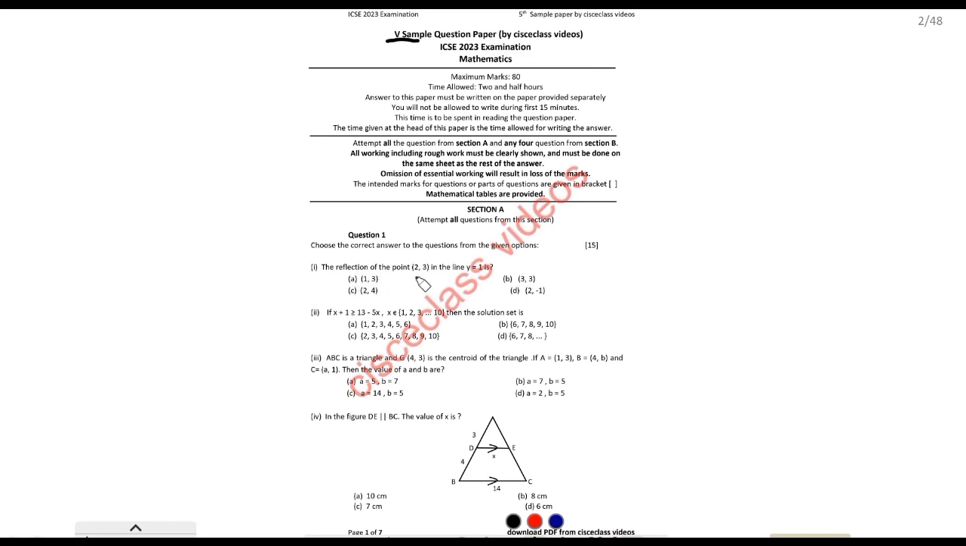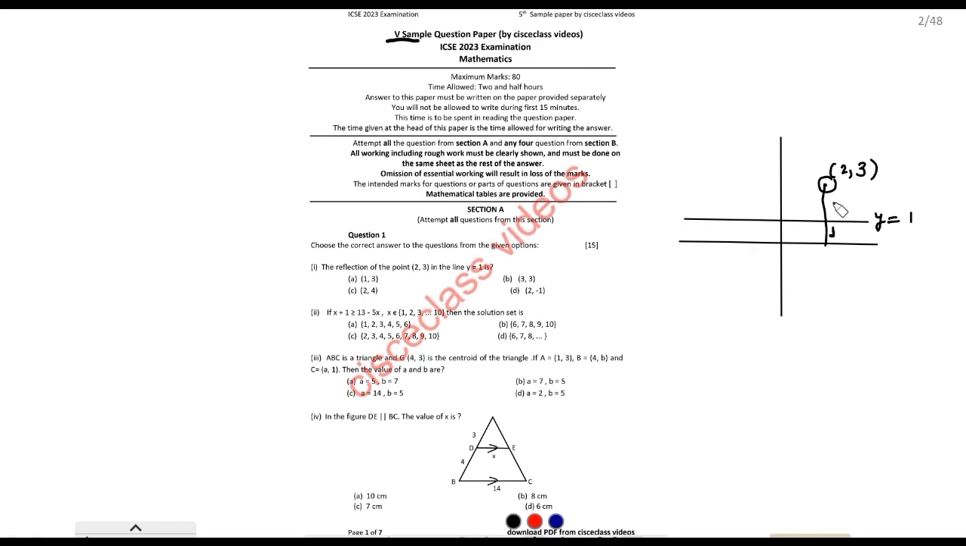Question number 1. The reflection of the point (2, 3) in the line y is equal to 1. इसको हम रफली ड्रॉ कर रहे हैं. This is the point (2, 3). Y is equal to 1 is the line parallel to x-axis at a distance 1 from x-axis.